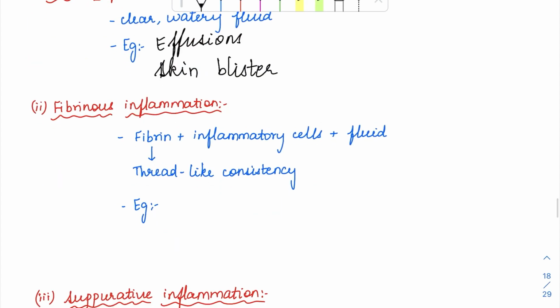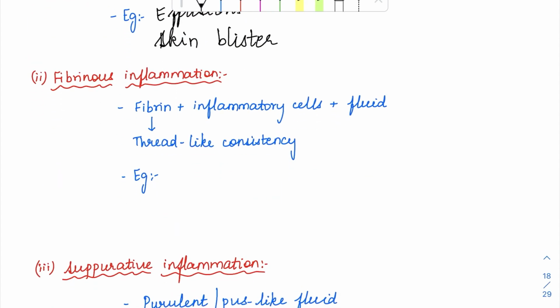Next is a fibrinous inflammation. So fibrinous inflammation, as the name suggests, is going to contain fibrin along with the fluid and inflammatory cells. So fibrin is a product of the coagulation mechanism, right? So fibrin clot is going to form. So that will give a thread-like consistency. So rather than being watery, the consistency in the fibrinous inflammation will be somewhat thread-like.